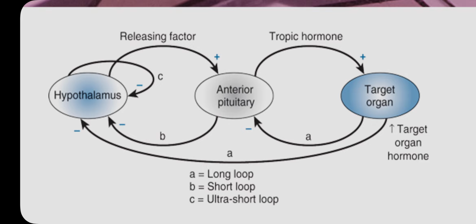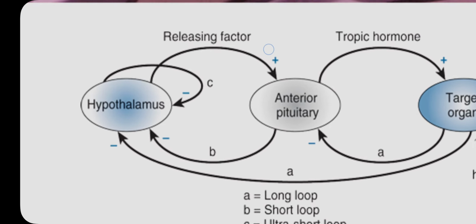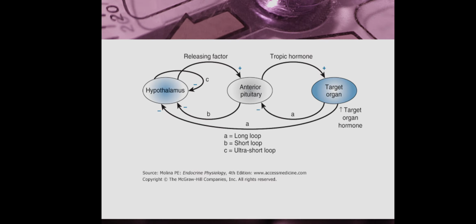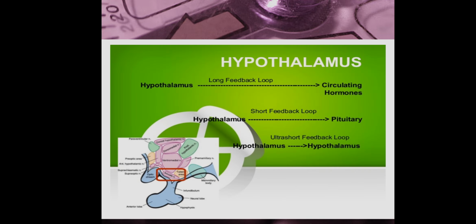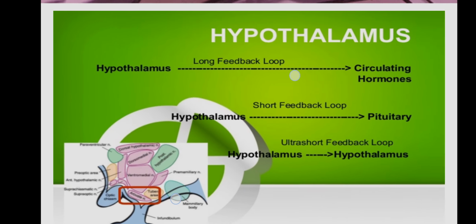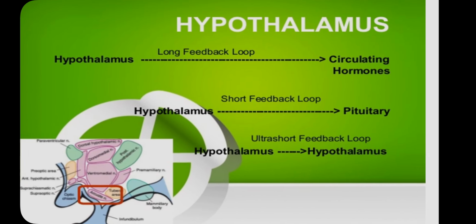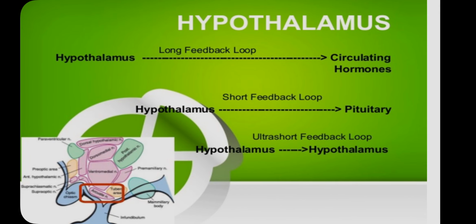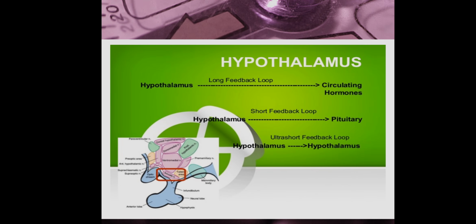And B is the short feedback loop. It is related with the hypothalamus and the pituitary. C is the ultra short, which is limited only up to the hypothalamus itself. This is the auto regulation of the hormones. In the diagram also you can see the long feedback loop, short feedback loop and the ultra short feedback loop.